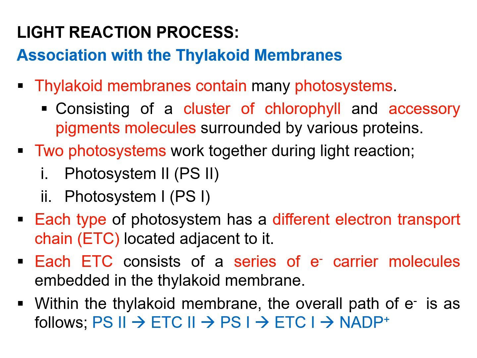Within the thylakoid membrane, the overall path of the electron follows the pathway from photosystem 2, through electron transport chain 2, next to photosystem 1, following electron transport chain 1 to produce NADPH.